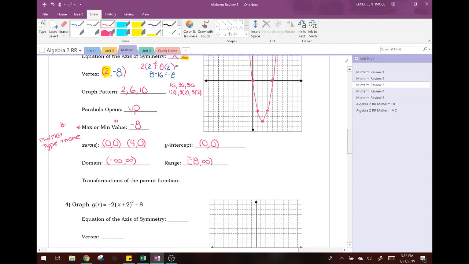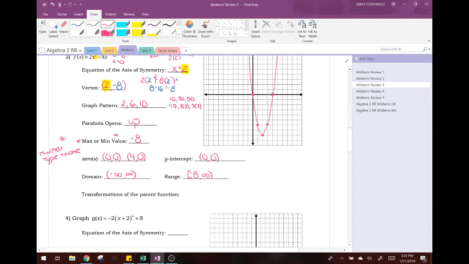Okay, and then we got to do our transformations to the parent function. Remember, I'm starting at the origin and then I'm moving towards my vertex. So in order to start at the origin and move to the vertex, I'm going to shift right 2 and down 8. Okay, but I'm also going to do something else here. I'm going to compare my 2, 6, 10 graphing pattern to my normal 1, 3, 5 graphing pattern. And I know that to get to these values, 1 became a 2, 3 became a 6, 5 became a 10, which means that we're stretching out those y coordinates. So this is a vertical stretch.